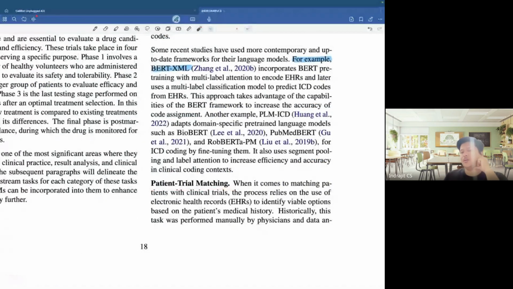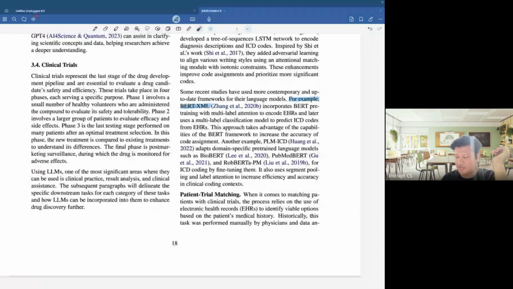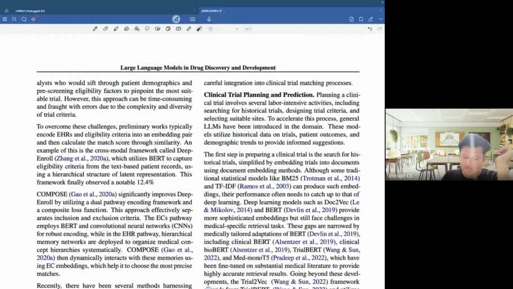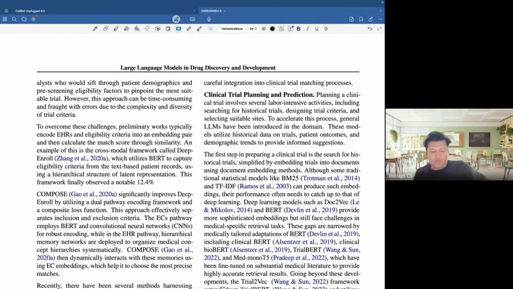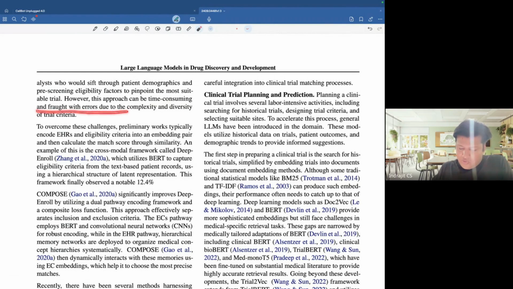This is the second step of the clinical trial, when it comes to matching patients with clinical trials. The process relies on the use of electronic health records to identify viable options based on patients' medical history. Historically, this task was performed manually by physicians and data analysts who would sift through patient demographics and pre-screening eligibility factors to pinpoint the most suitable trial. However, this approach can be time-consuming and fraught with errors due to the complexity and diversity of the trial criteria.